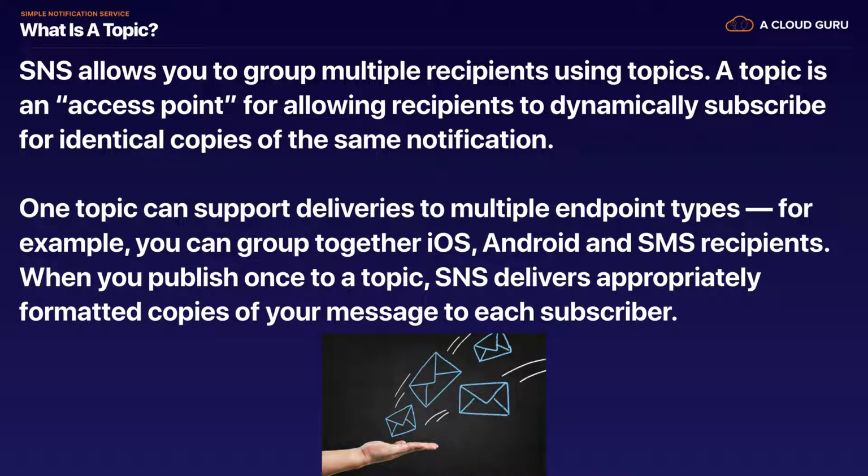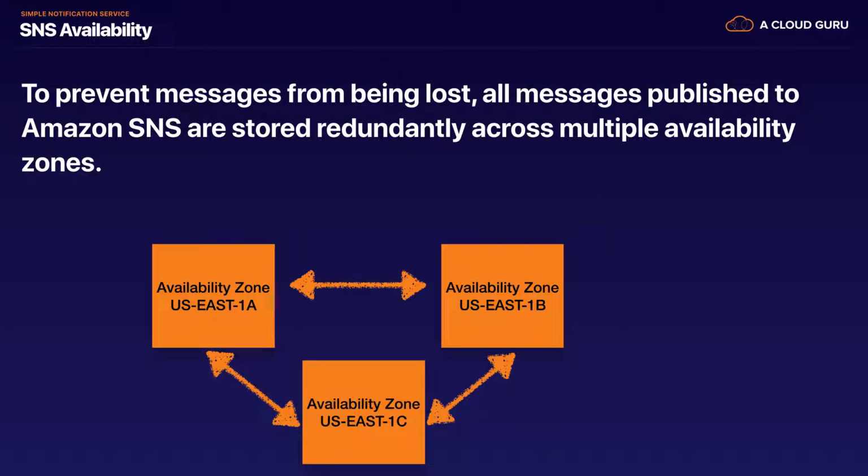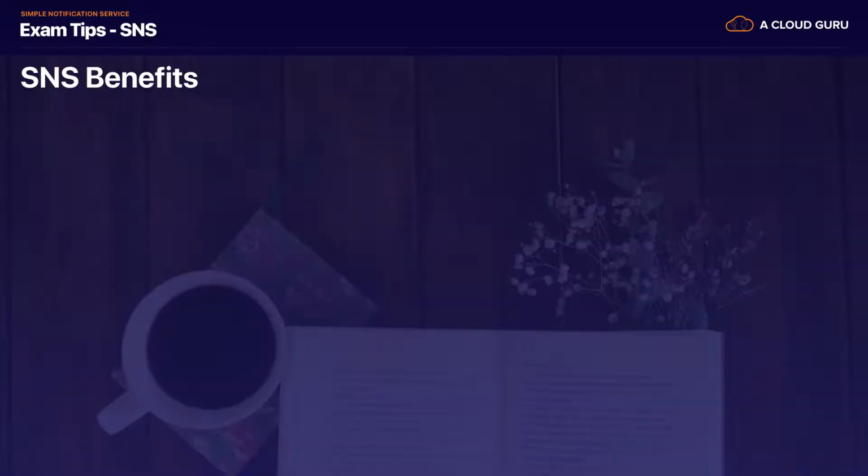So one topic can support deliveries to multiple endpoint types. For example, you can group together iOS, Android, and SMS recipients. And when you publish once to a topic, SNS delivers appropriately formatted copies of your message to each subscriber. Then, to prevent messages from being lost, all messages published to SNS are stored redundantly across multiple availability zones. So you don't have to worry about SNS's availability. It is stored redundantly across multiple AZs.